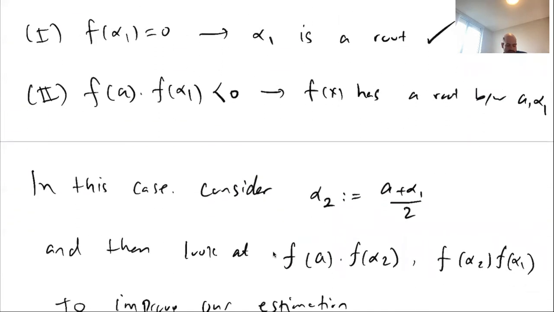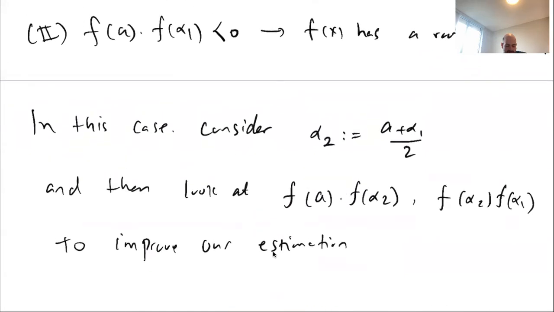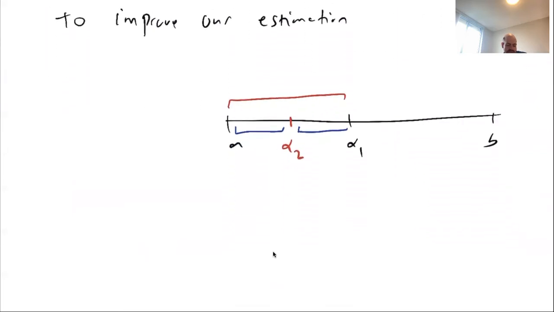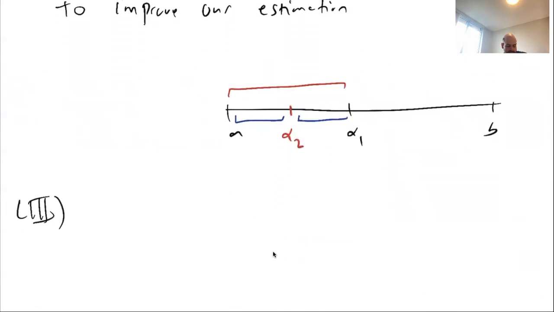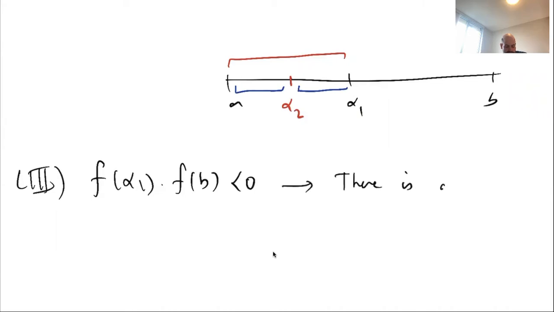Okay, so a similar thing happens if the root is between alpha 1 and B. Then you can do similar reasoning. So for case 3, if f of alpha 1 times f of B is negative, then we can say that there is a root between alpha 1 and B.